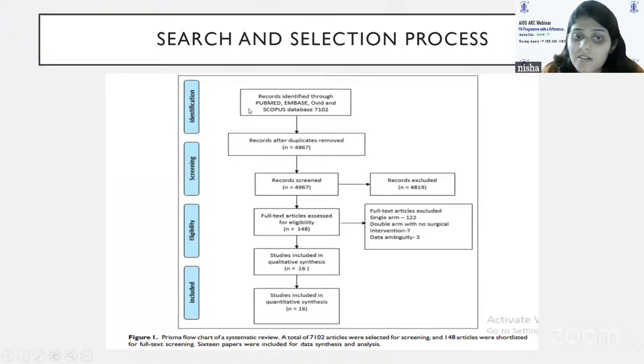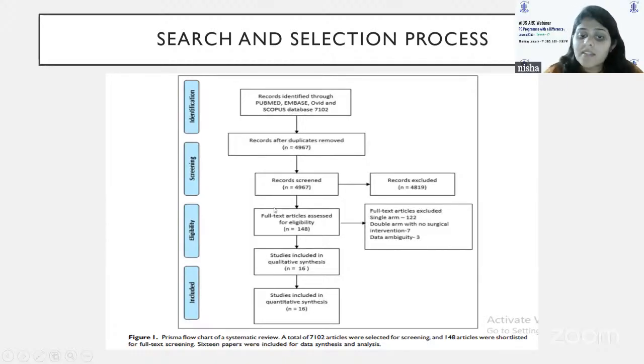As we can see here, in the beginning the records were identified through PubMed, Embase, Ovid, and Scopus, and they had a total of 7,100 articles. After removing all the duplicates, they ended up with 4,900 articles. After screening them, that is, going through the abstracts of these articles, they excluded 4,800 because these were not pertinent to their research question.